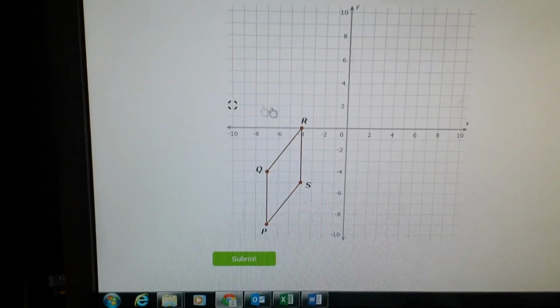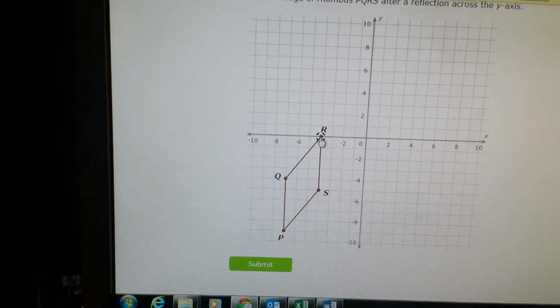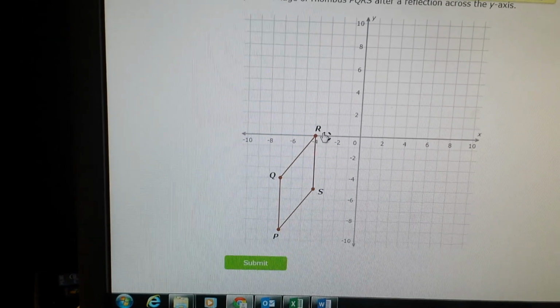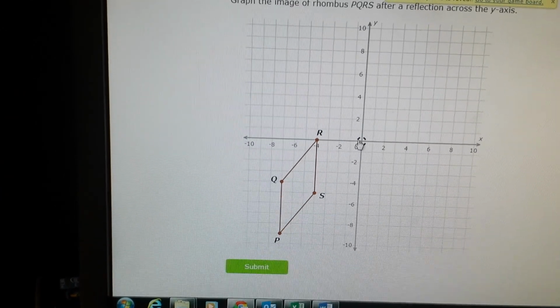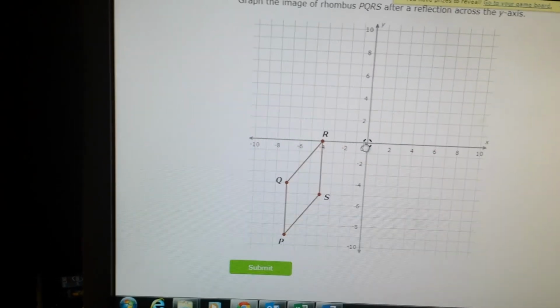But the easiest way to do it is just to count from the shape, from each point to your line of reflection, to your spine, and then keep going in the same direction. So this is going to be 1, 2, 3, 4. So you're going from 4 to your spine, so obviously it's got to be on the other side 4 away.